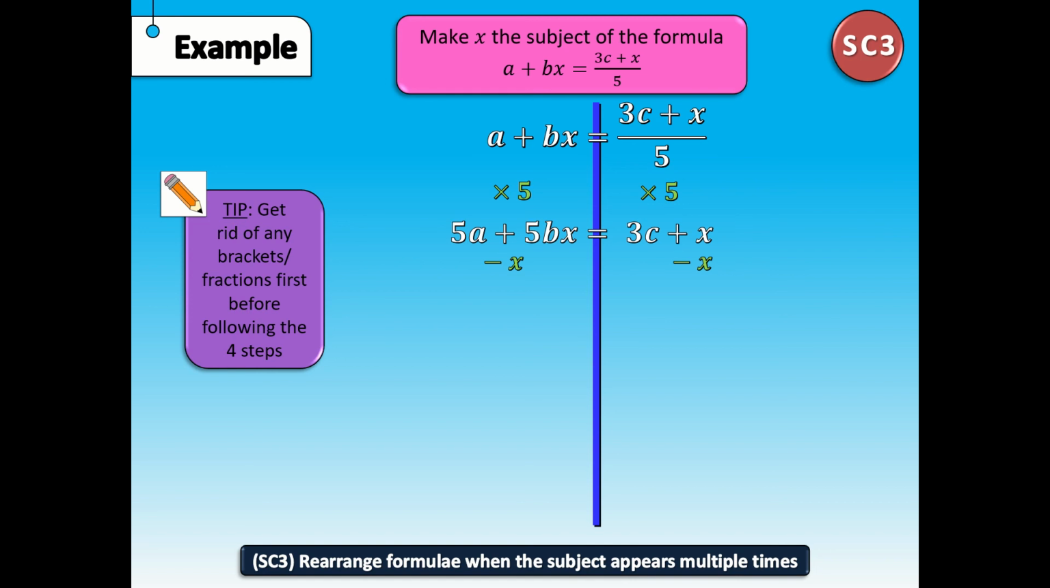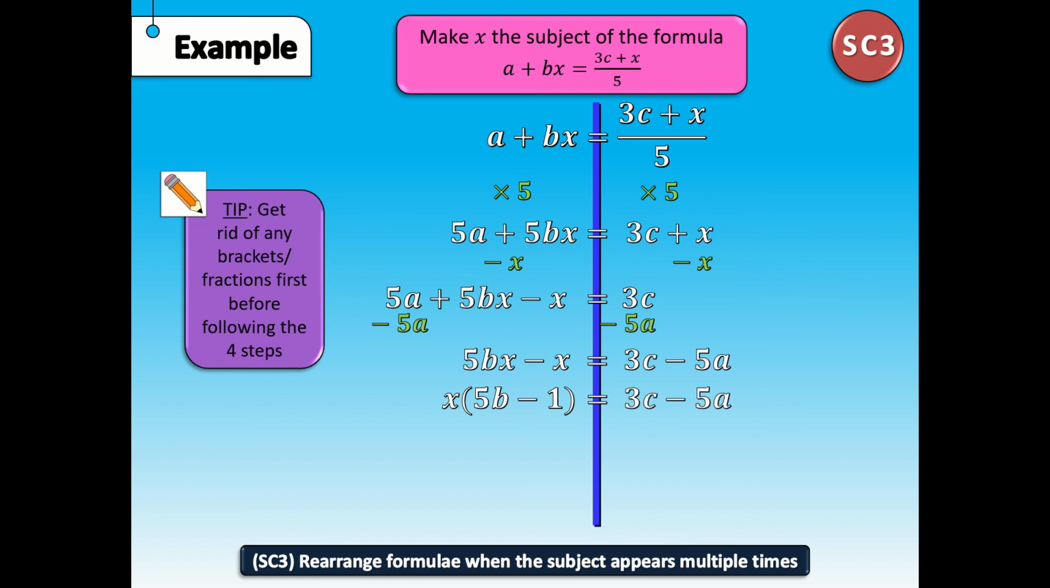Then we take x off both sides. Then we take 5a off both sides. Then we can factorise the side with x on. Then we divide both sides by 5b minus 1. So x equals 3c minus 5a over 5b minus 1.